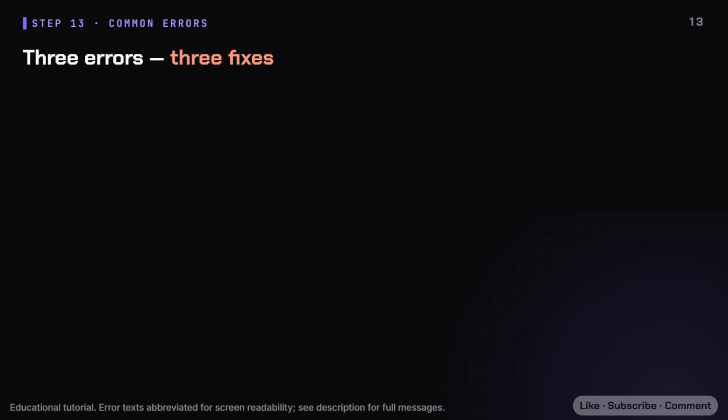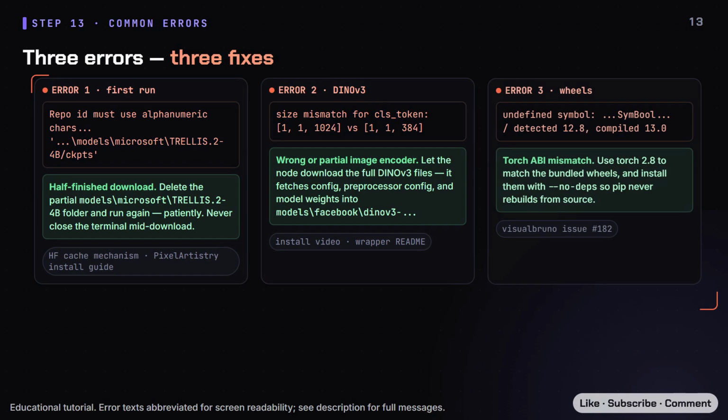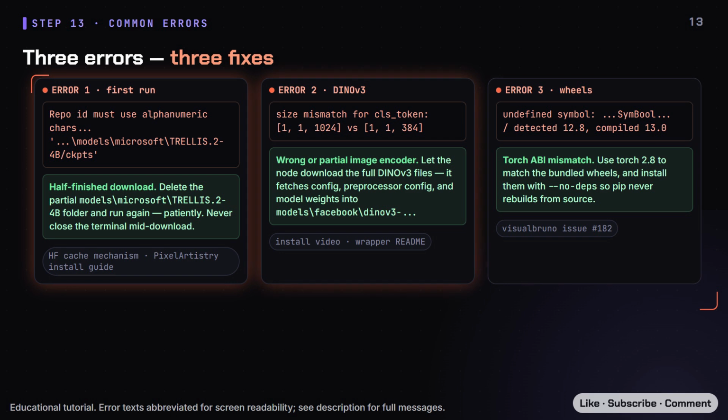3 errors to know. 1. Repo ID must use alphanumeric characters, that is a half-finished download. Delete the model folder and retry. 2. A DINOv3 size mismatch, CLS token 1024 versus 384. That is the wrong or partial image encoder. Let the node download the full files. 3. Wheels failing with an undefined symbol, your Torch version does not match the pre-built wheels. Use Torch 2.8 and install with no dash deps, so pip never rebuilds them from source.